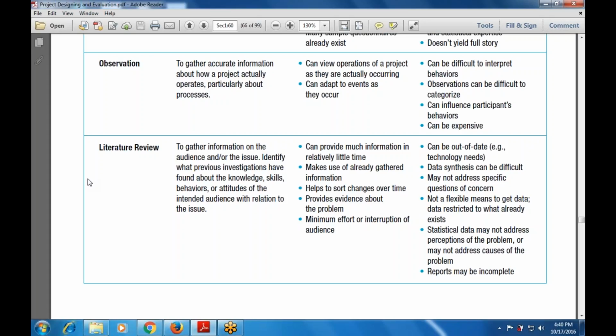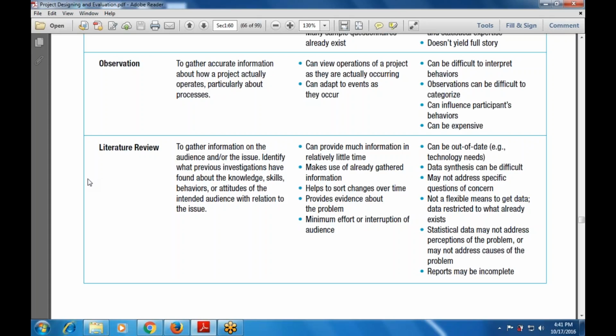So what is the skill that is used over here? What is the main scenario that is available over here? That is used with the scenario, with the content over the scenario. To gather the information on the audience or the issue, identify what previous investigation has found about the knowledge, skills, and attitude of the intended audience that is available. That is used with the content and with the relationship with the issues.